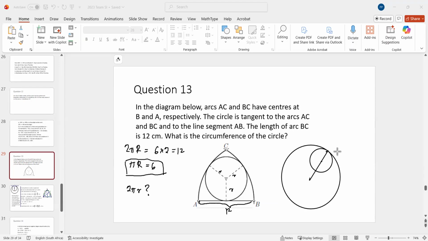The way to prove that is you just draw the tangent here. Then you will know that it's a common tangent. It's a tangent to the small circle as well as the large circle. So this radius and this radius are both perpendicular to this tangent at this point. So they must be on the same straight line.